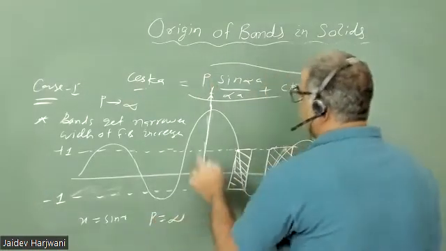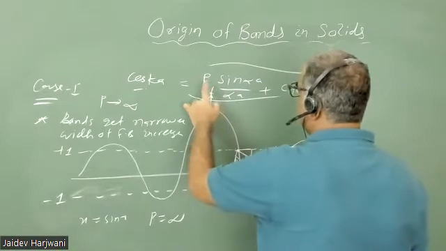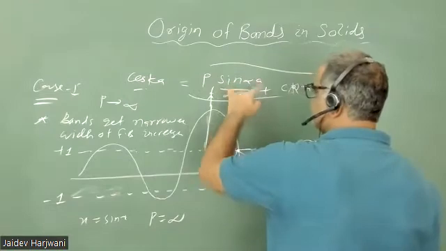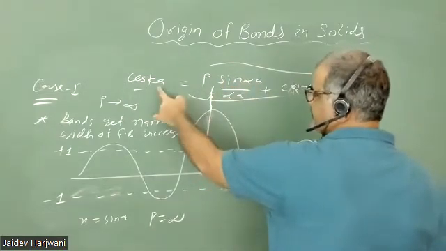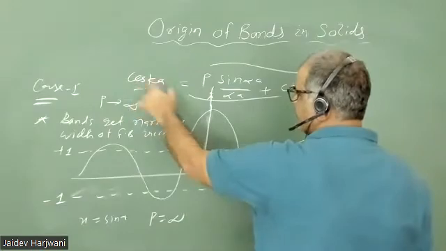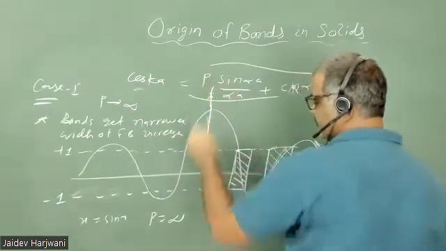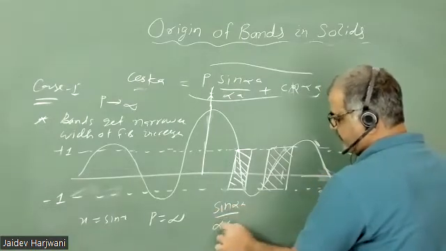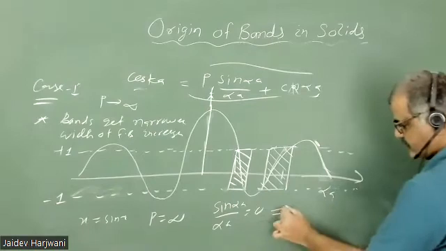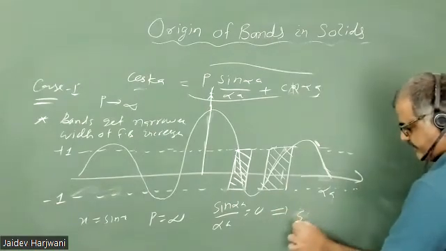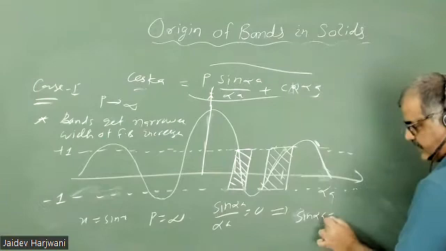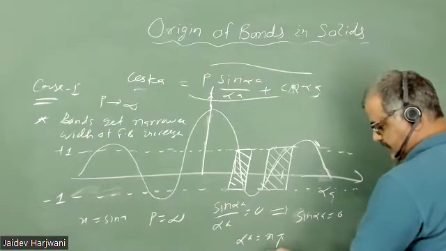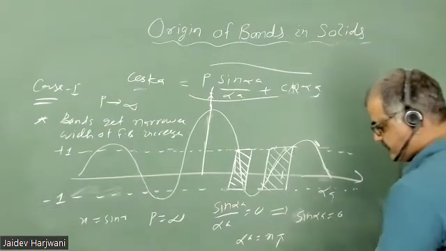Now if I put P infinite here, but P cannot really be infinite, because this term is limited to -1 to 1. If P is infinite, then this term should be 0. So sin alpha A upon alpha A should be 0, which means sin alpha A should be 0, and alpha A should be n pi. And your alpha should be n pi by A.